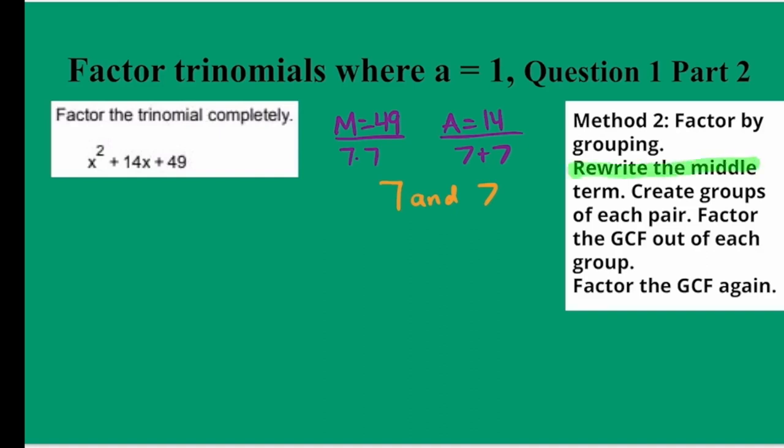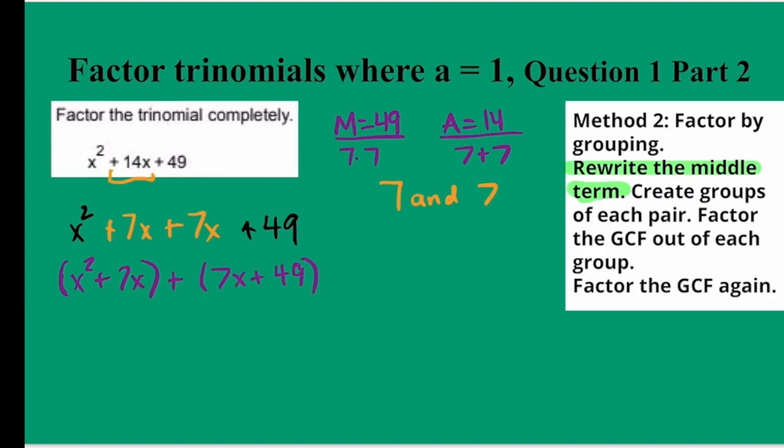So here's where things start to change. We have to rewrite the middle term. So that middle term, 14, actually came from the 7 plus 7. So we're going to rewrite this as x squared. The plus 49, that's not going to change. But that 14x we're going to write as plus 7x and plus 7x. We need the x's because it's 14x. So now we're going to do what's called factor by grouping. We're going to group the first two terms. We're going to group the last two terms. And then we're going to take out common factors.